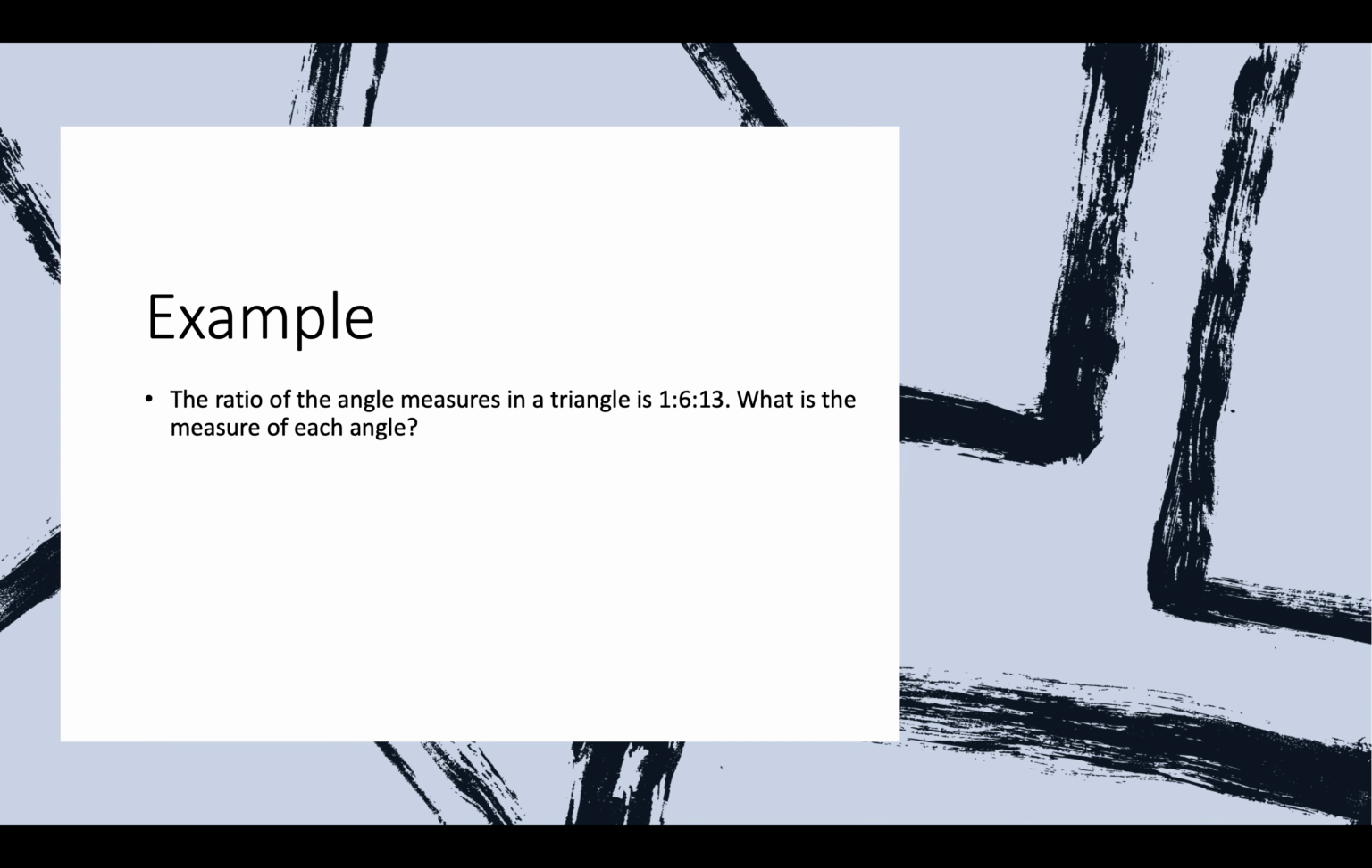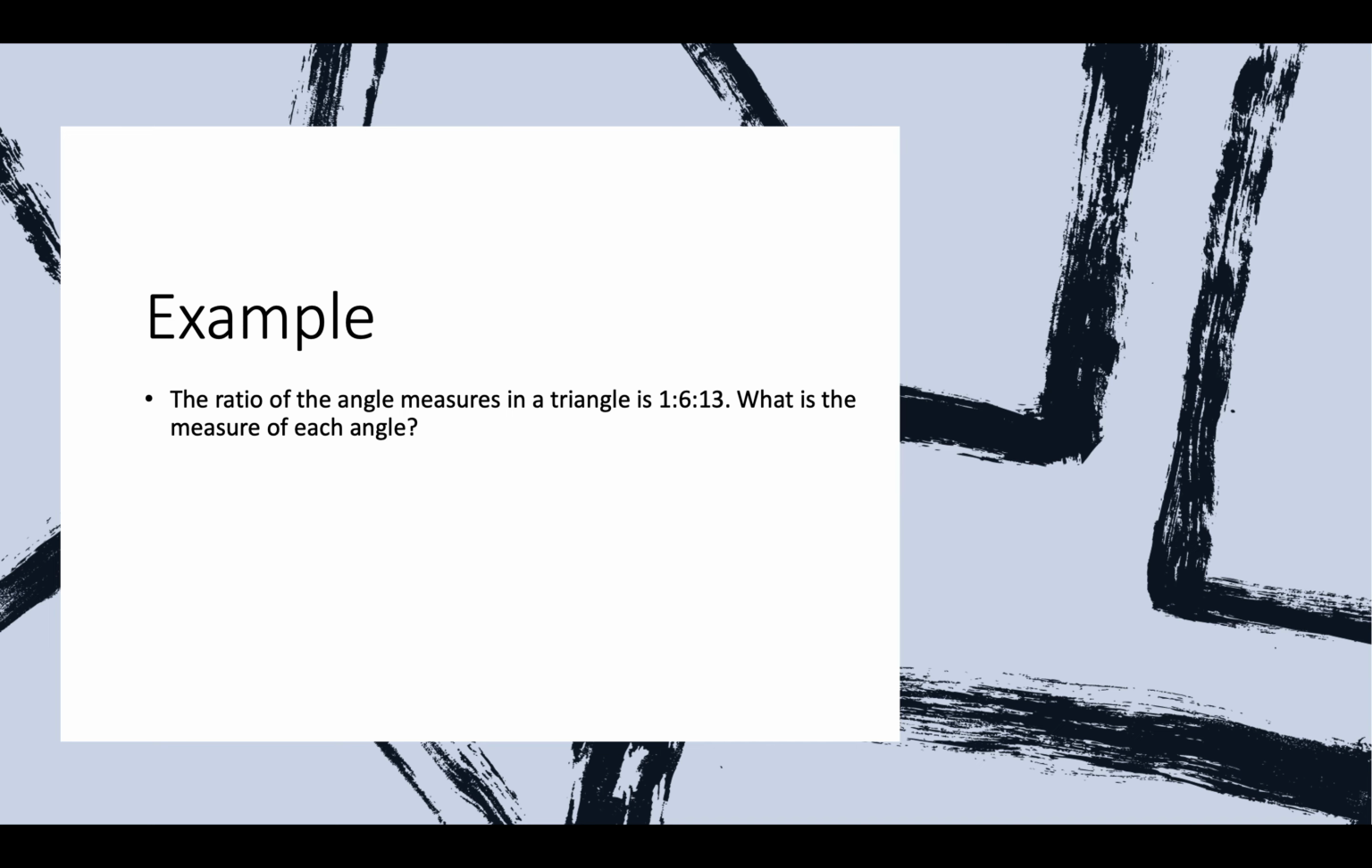Here's another one. The ratio of the angles are 1 to 6 to 13. So 1x plus 6x plus 13x equals how much? It doesn't say. But it's a triangle, and it's talking about angles. Triangles always add up to 180. So 1x plus 6x plus 13x equals 180. 1 plus 6 plus 13 is 20x equals 180. Okay. 180 divided by 20 is 9.